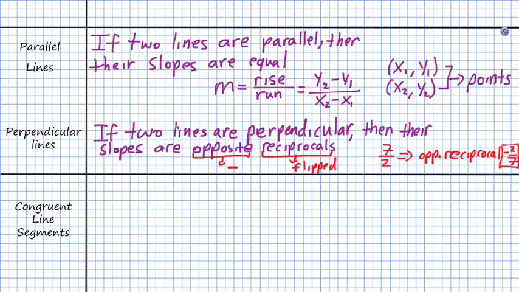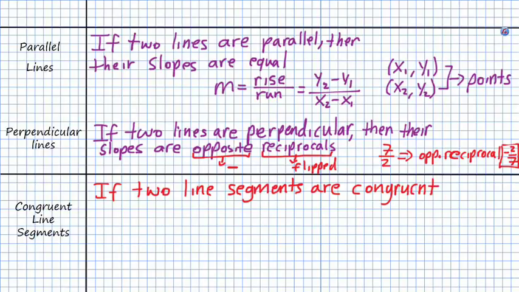Alright, and now let's talk about congruent line segments. If two line segments are congruent, then their lengths are equal. So how do we know if their lengths are equal? Well, we can use the distance formula, right? So you use your distance formula.